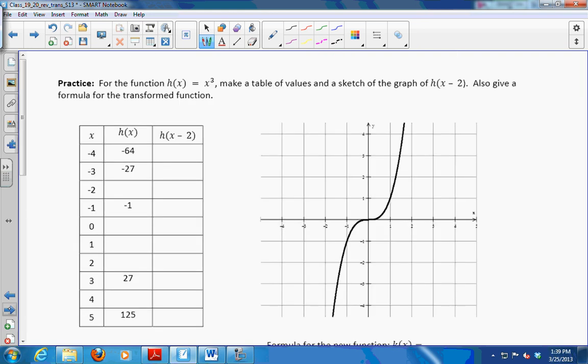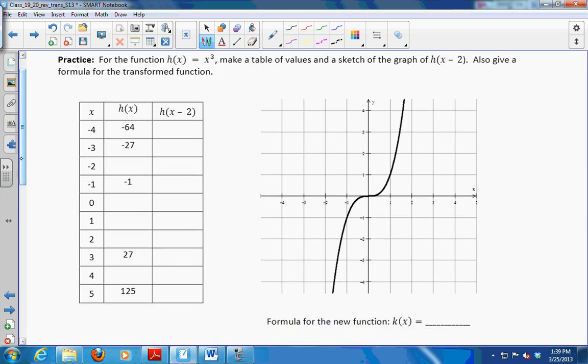All right, so now I'm going to have you try one. We have an x cubed. I gave you part of the table. I want you to fill it in, sketch the graph, and give me a new formula for the relative h of x minus 2.